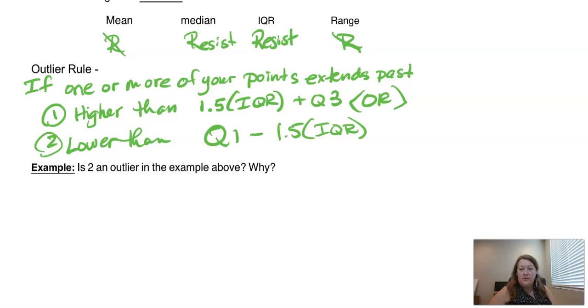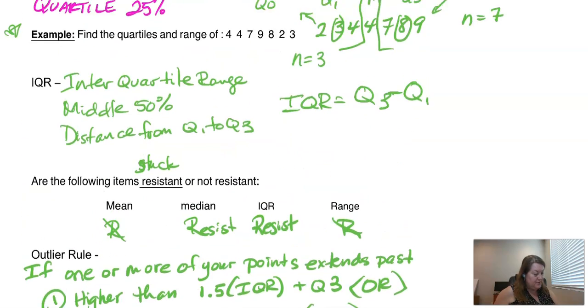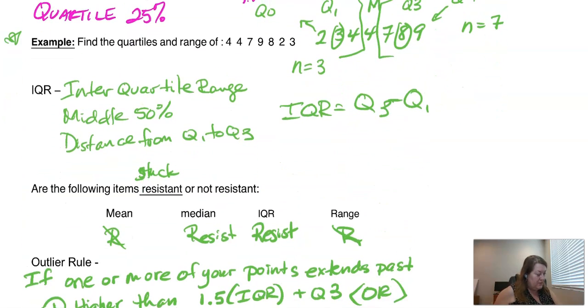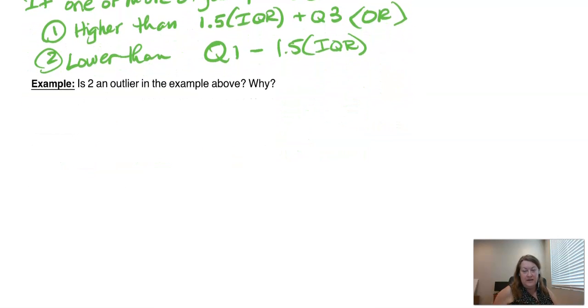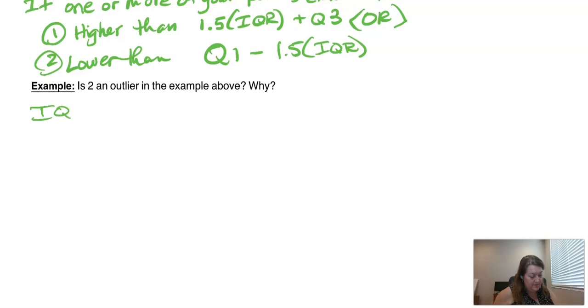Is 2 in our example an outlier or not, and why? Let's go back and figure out the IQR of the numbers above. To find IQR, we did Q3 minus Q1. It was 8 minus 3, which equals 5. So IQR equals 5. Since it's in both formulas, I'm going to multiply 1.5 by 5 and get 7.5. So I have 1.5 times the IQR already figured out.